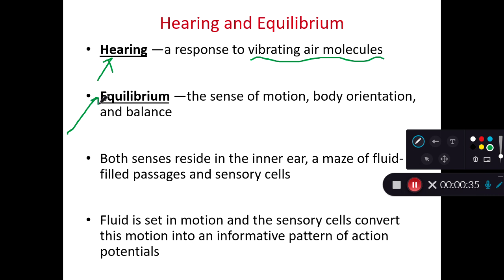When we think of equilibrium, we have a sense of motion, body orientation, position, and balance. Both hearing and equilibrium are going to be controlled by structures within our middle ear. We have a maze of fluid-filled passageways that both regulate our position and our sense of hearing.